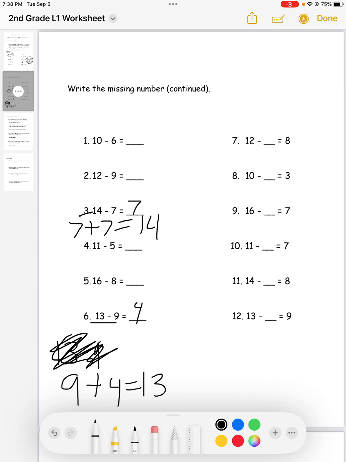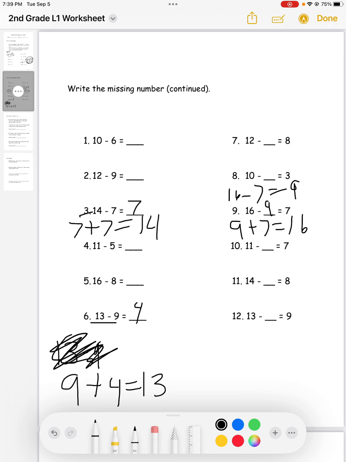Now let's do number 9. 9 is saying 16 minus blank equals 7. We could just easily do 16 minus 7, which equals 9, because 9 plus 7 equals 16. And we know this because they're in the same fact family. So 16 minus 9 equals 7.